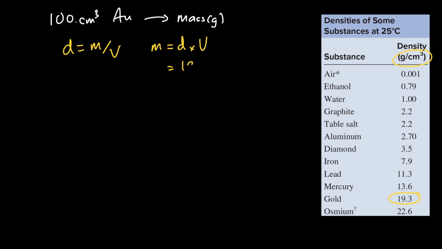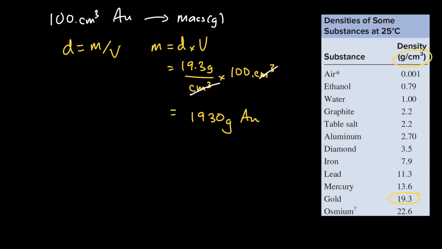centimeter cubed, so 19.3 grams over centimeter cubed. We multiply by 100 centimeters cubed. We can see the centimeters cubed cancel out and leave us with units of grams, which is perfect. And multiply by 100, so that's going to be 1930 grams of gold. So that's almost 2 kilograms, occupies a volume of 100 centimeters cubed.